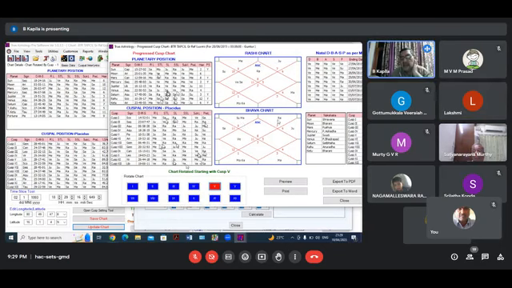Clear? Right. So Saturn we have already discussed. So all the co-rulers of the ascendant are present in houses which strongly signify the death-giving houses.